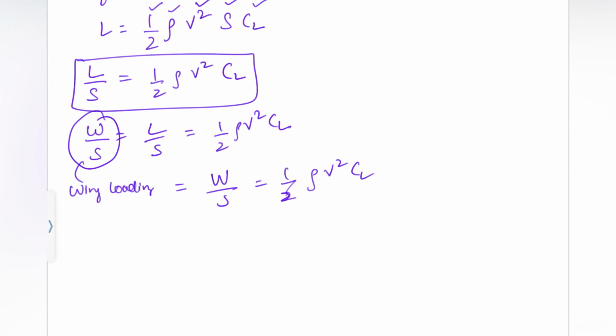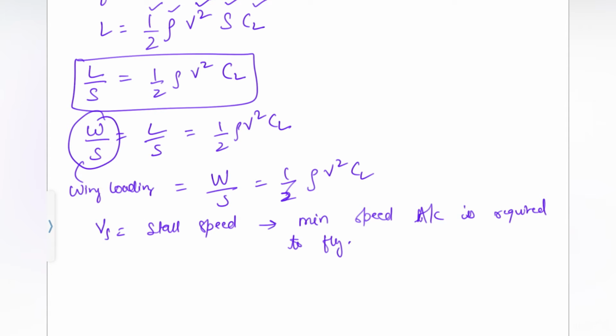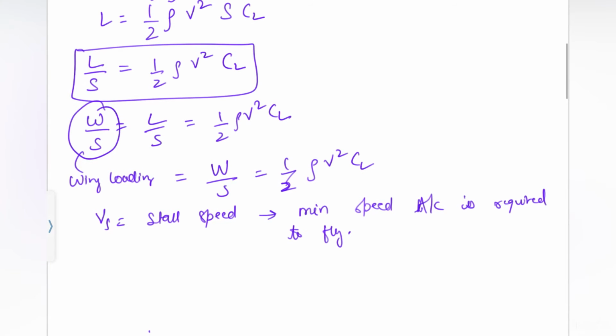Now we are putting one more terminology here, that is Vs, the stall speed. We know that it is the minimum speed that the aircraft requires to fly, otherwise the aircraft will fall down. Fixed wing aircraft have to maintain at least a minimum speed to generate the lift so that the aircraft can fly. I hope this much is understood.